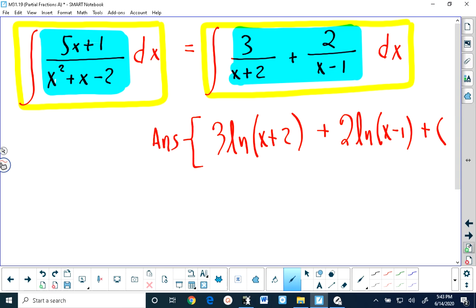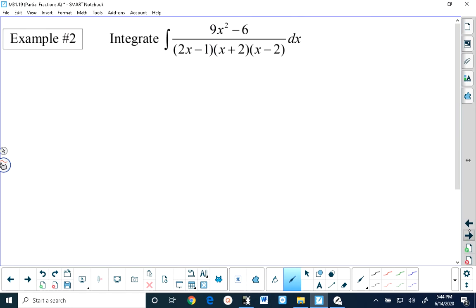Briefly here, everybody, if you differentiated our answer, what it is going to give you is this, which means it's correct, because that integrand is the same as this integrand. So differentiating our answer gives us the original integrand. Let's try one more. Integrate 9x squared minus 6 over 2x minus 1, x plus 2, x minus 2.